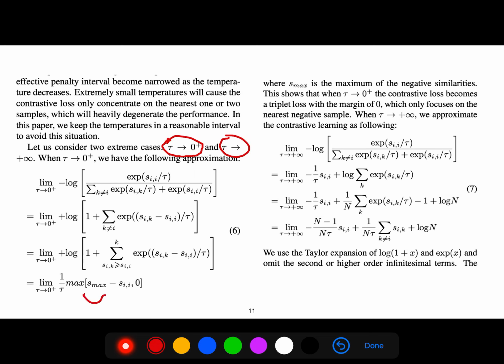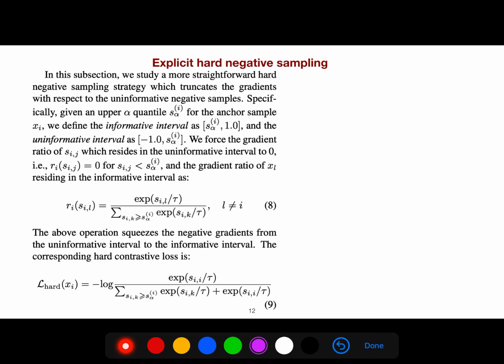And here S max is the maximum of the negative similarities. So when tau goes to 0, the contrastive loss becomes a triplet loss with margin of 0, which only focuses on the nearest negative sample. In the other extreme case, when tau goes to infinity, we approximate the contrastive learning like this, and you see that we use Taylor expansion of log(1+x) and exponential of x, and omit the second or higher order infinitesimal term.